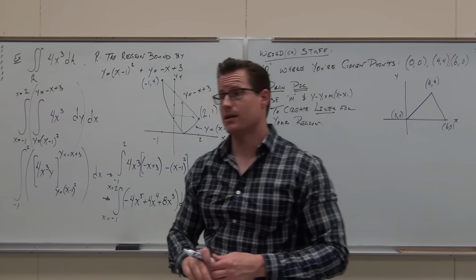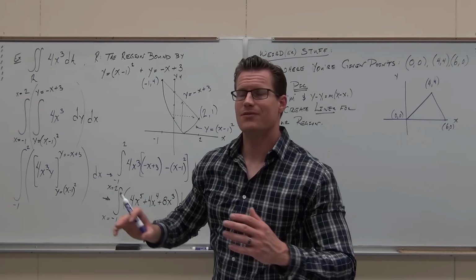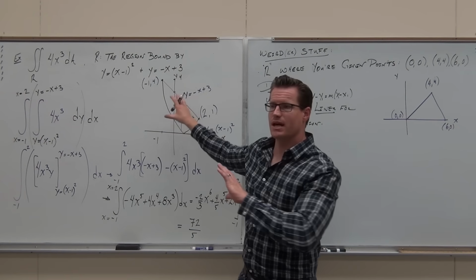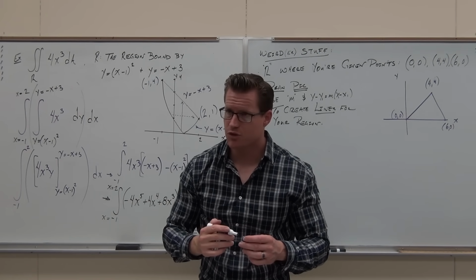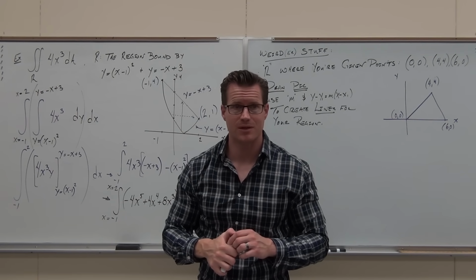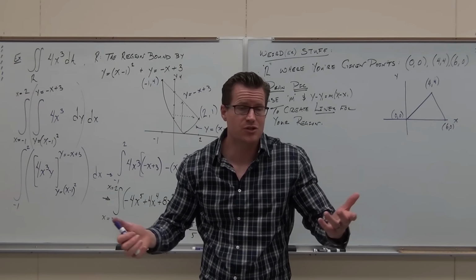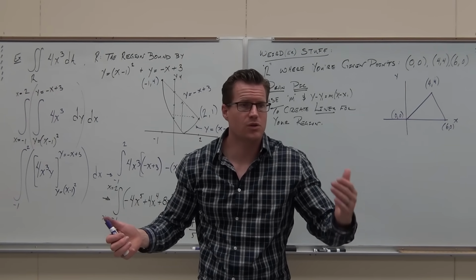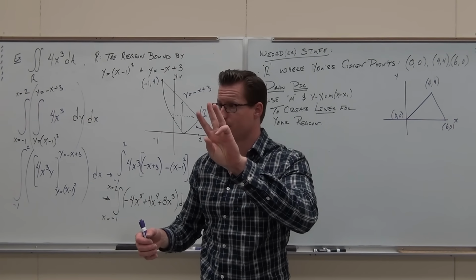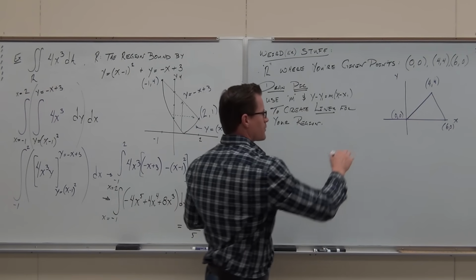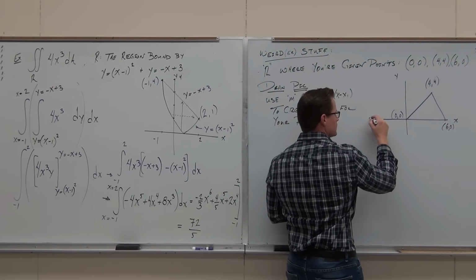Once you do that, if you gleaned anything from this example, hopefully you gleaned this. You need 2 functions to go between. Do you get me? You have to have 2 functions to go between. So we need to at least get some functions for these 3 lines that we have. One of them is really easy. This one is y equals 0.